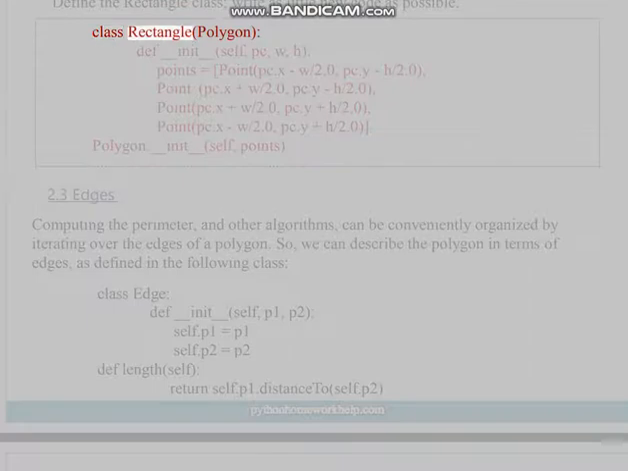Class Rectangle(Polygon): def __init__(self, pc, w, h): points = [Point(pc.x - w/2.0, pc.y - h/2.0), Point(pc.x + w/2.0, pc.y - h/2.0), Point(pc.x + w/2.0, pc.y + h/2.0), Point(pc.x - w/2.0, pc.y + h/2.0)], Polygon.__init__(self, points). 2.3 Edges.